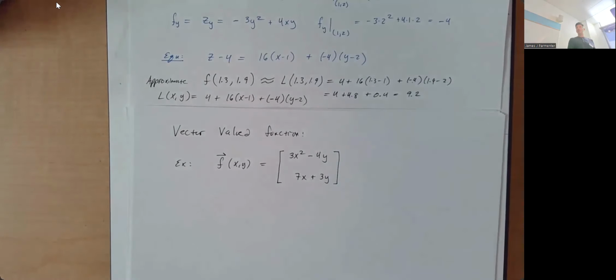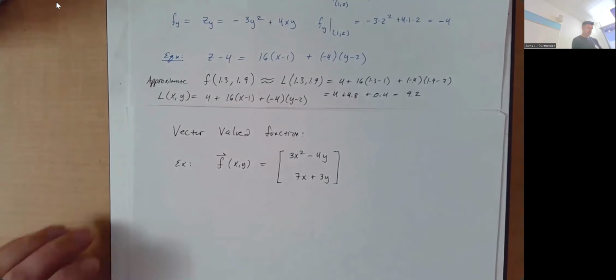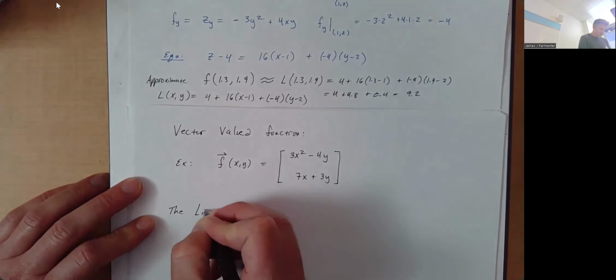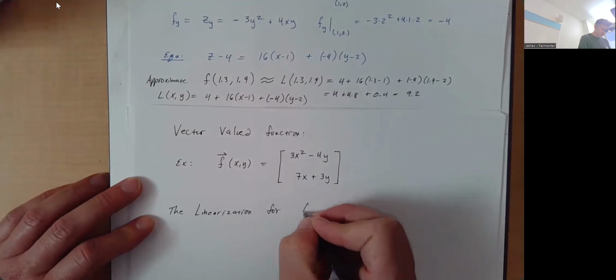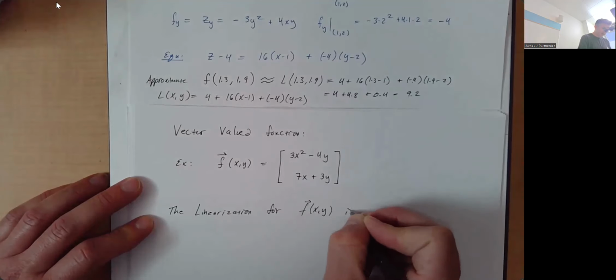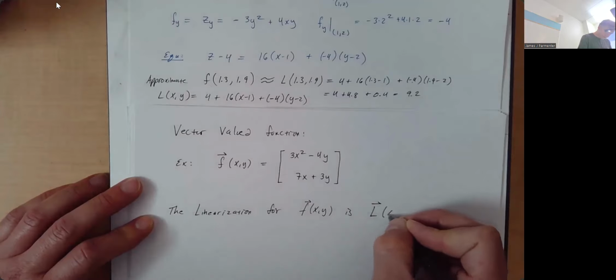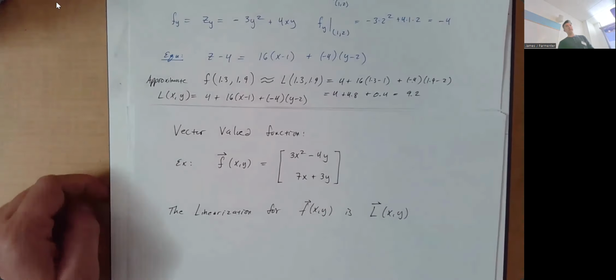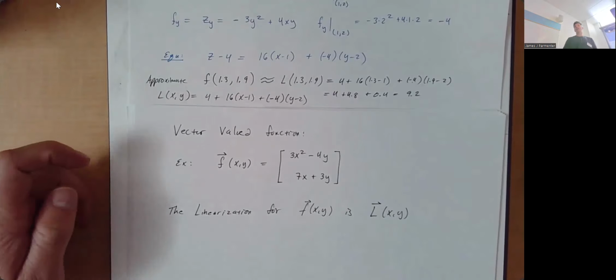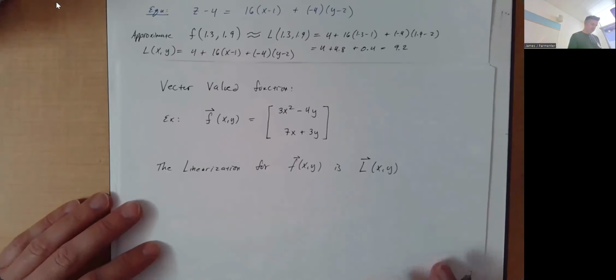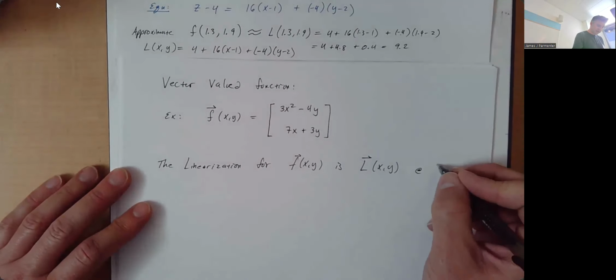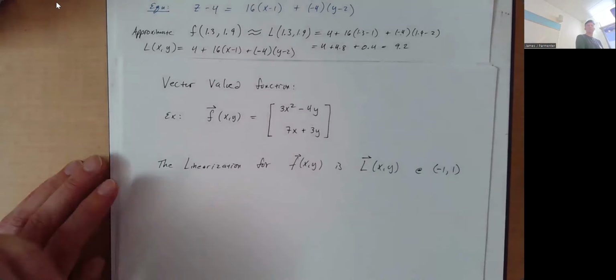So we want to find the linearization for this vector valued function. The linearization for the vector valued function f of xy is written as L with an arrow above it of xy, the vector valued linearization of x and y. Oh, I need to pick a point, right? We can't just say the linearization anywhere. You have to decide where we are linearizing at. So let's say we want to find the linearization of this at the point -1, 1.